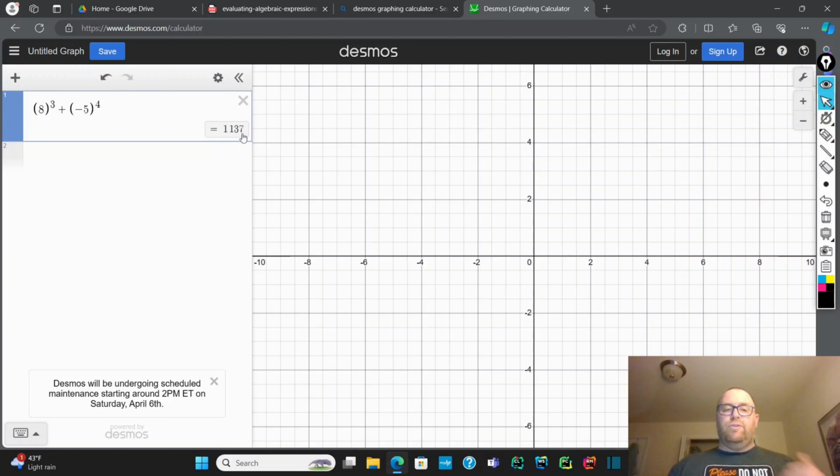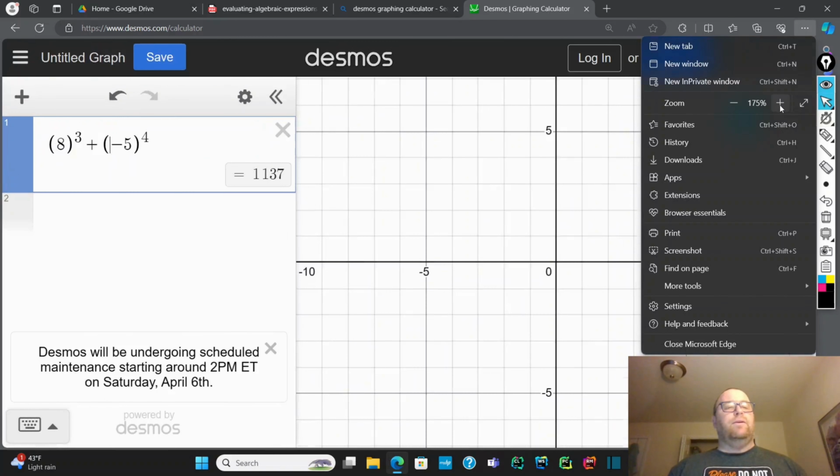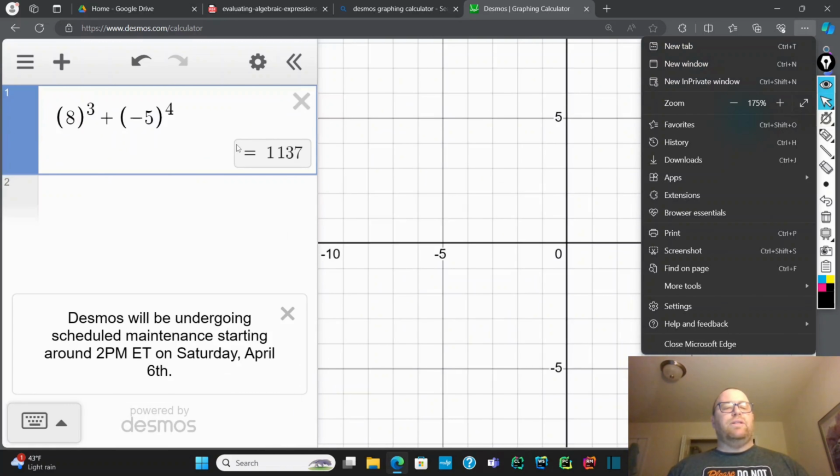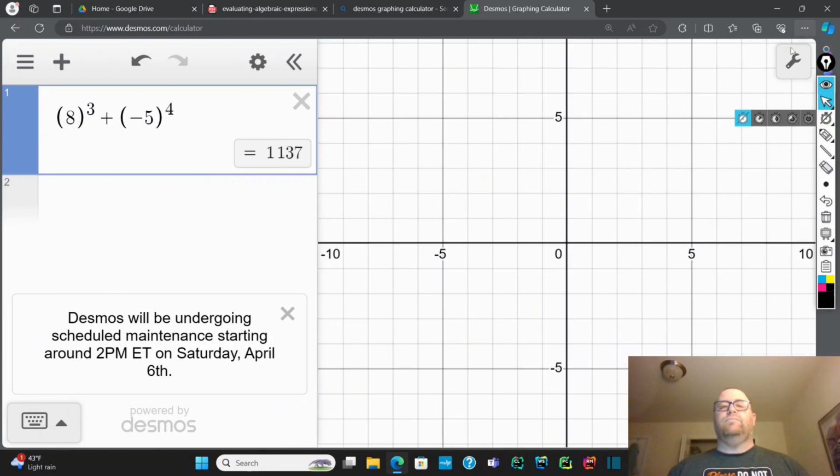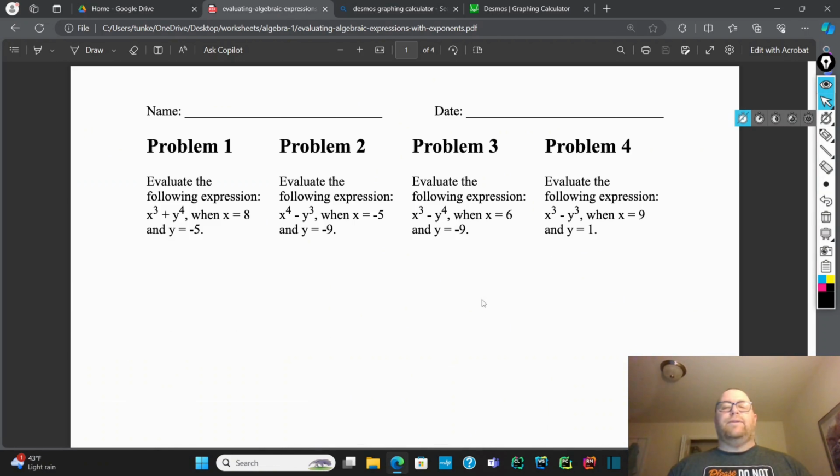Okay, so if you're using the SAT, you can use this calculator. And let's just zoom in. So here you go. You can use this calculator. All right, so let's go to the next problem.